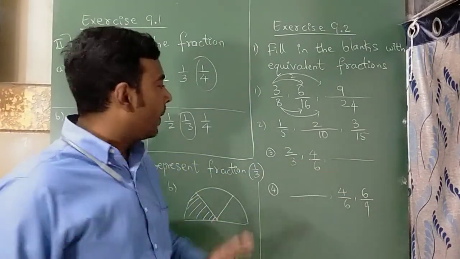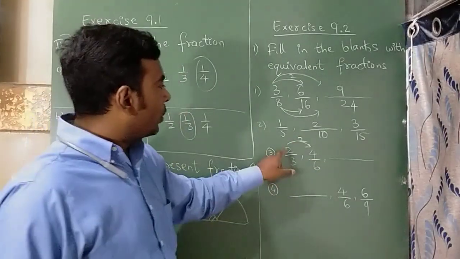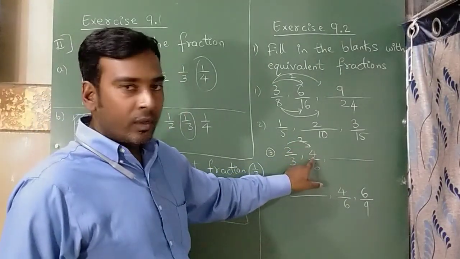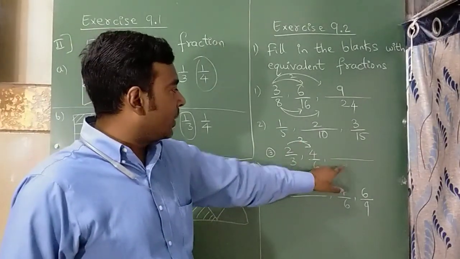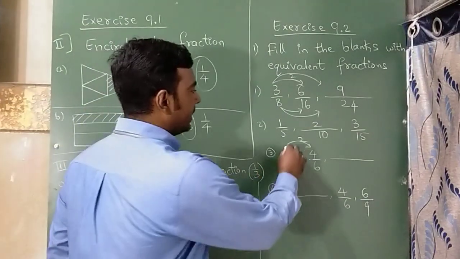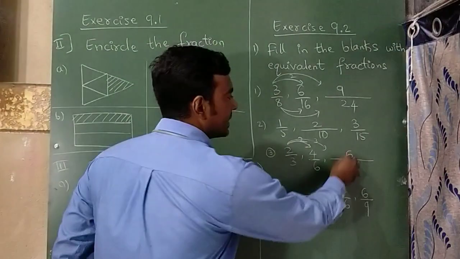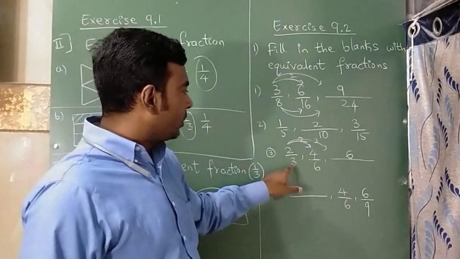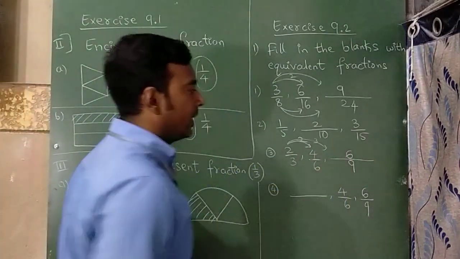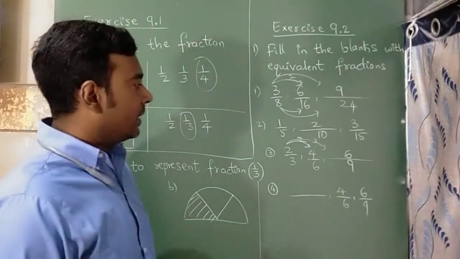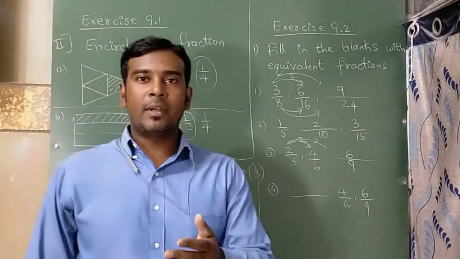The third question is 2 upon 3, 4 upon 6. You need to find this one now. Now 2, how many times is the 4? It is 2. So 2 2's are 4. The same number, 3 2's are 6. So if I want this one, now I need to multiply 2 with the 3. 2 3's are 6. The same number you need to multiply with the denominator part. 3 3's are 9. Fine. Now I want you to solve this and let me know the answer in the comment section.